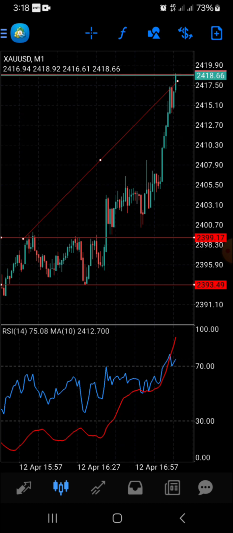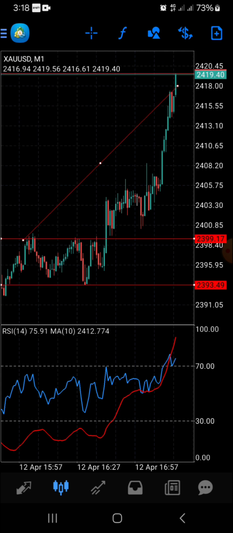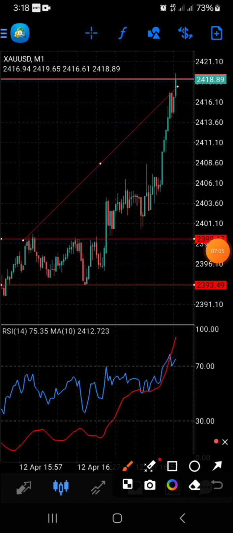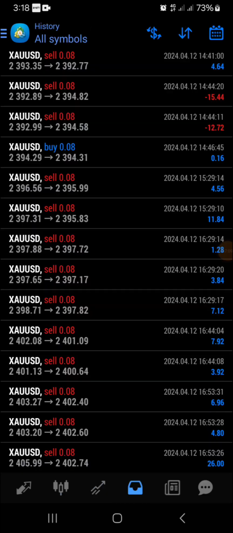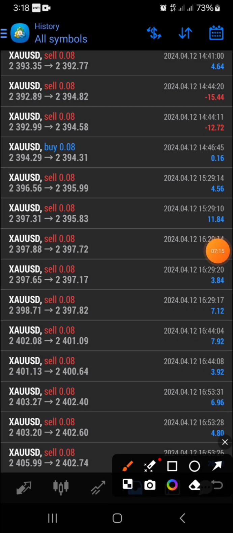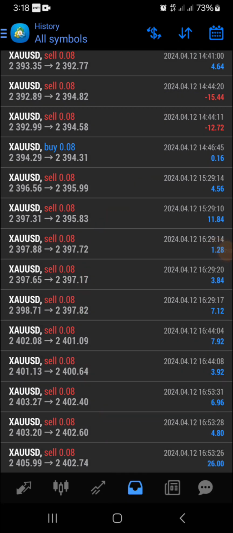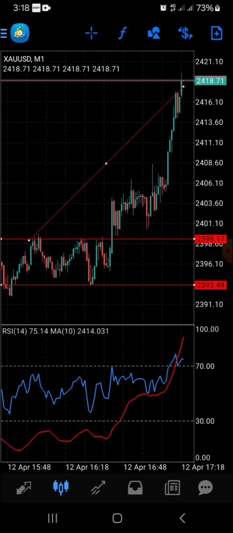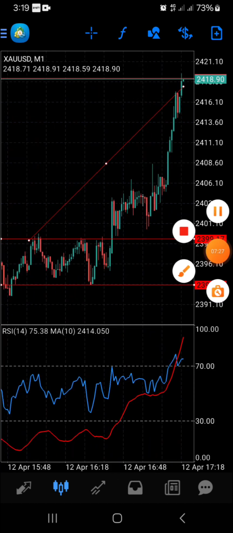Then as soon as I saw this particular movement, I opened 5 to 6 positions, which you can see here in my trade history. I opened all these sell positions. Let me show you guys where I took this particular trade. So this is the spot where I took this particular trade.